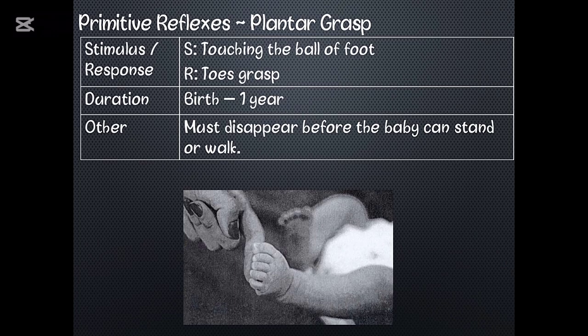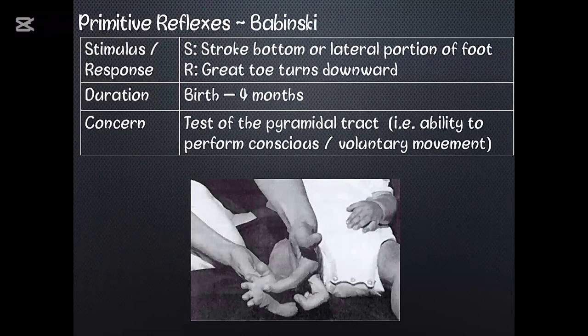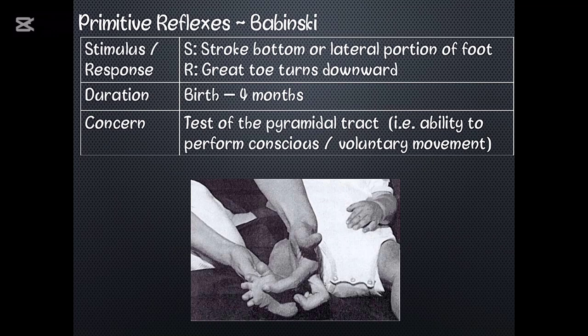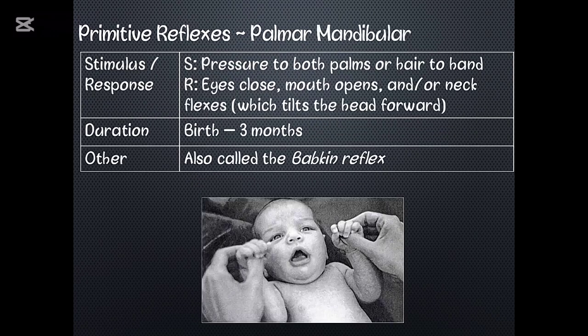Plantar grasp. When the ball of the foot is touched, this would stimulate toes grasping, and it lasts from birth to 1 year, and it must disappear before the baby can stand or walk. Next is Babinski reflex. When there is a stroking of the bottom or the lateral portion of the foot, great toe turns downward, and duration of it is from birth to 4 months, and this is basically a test of pyramidal tract which is responsible for ability to perform conscious movement or voluntary movement.